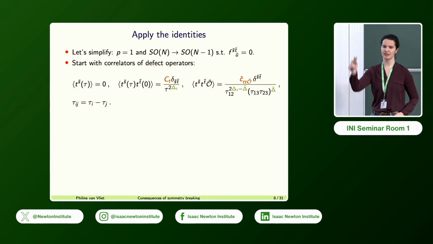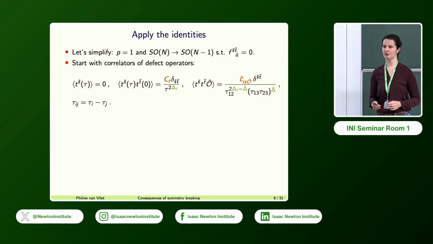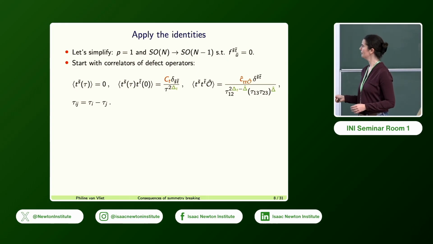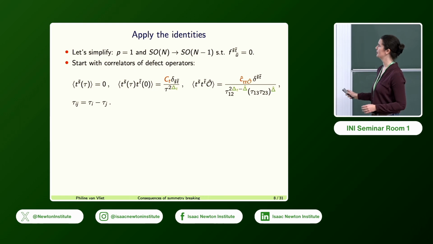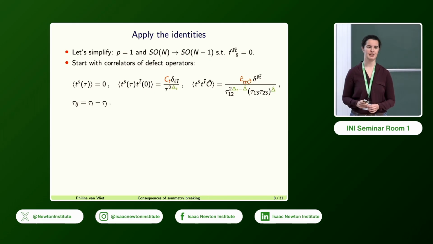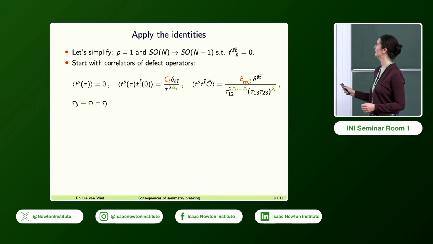And let us start with deriving correlators of defect operators. So these are just operators localized on the defect, and they obey all the normal constraints of a one-dimensional CFT. In particular, their one-point functions are 0, their two-point functions are completely fixed, and their three-point functions are also kinematically fixed, and they depend on the OPE coefficient that is written in red here.